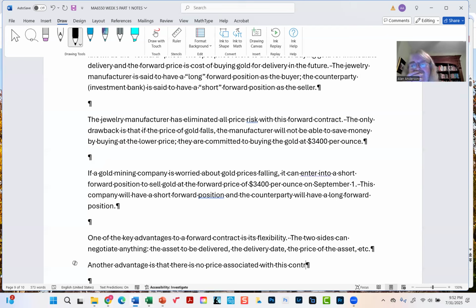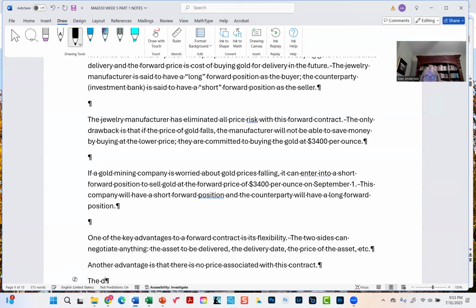The only thing that might happen is if you're doing this with an investment bank, they might charge you a commission or a fee or something, but there is no actual price as such. It's just an agreement. Okay. Or maybe the lawyers will charge a fee or something, but for all practical purposes, you're just saying, let's do this, and that's the end of it.